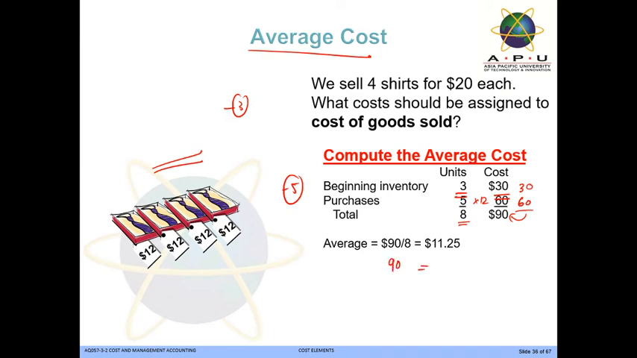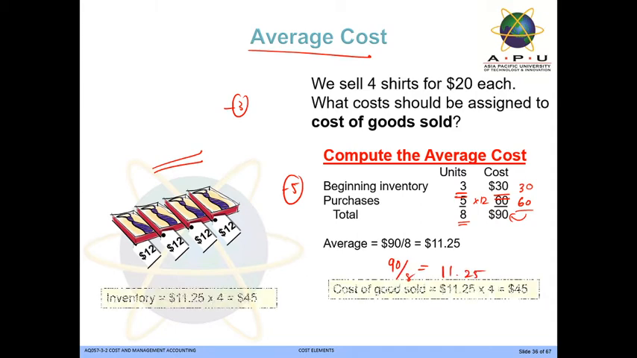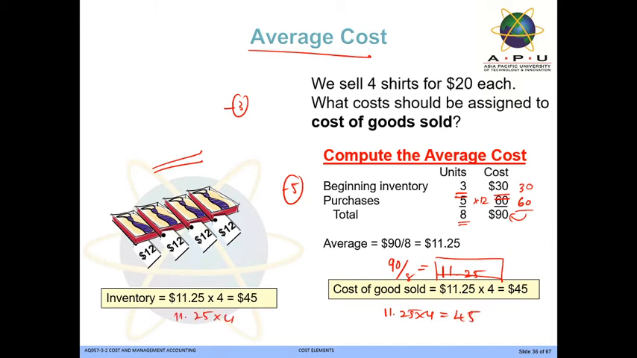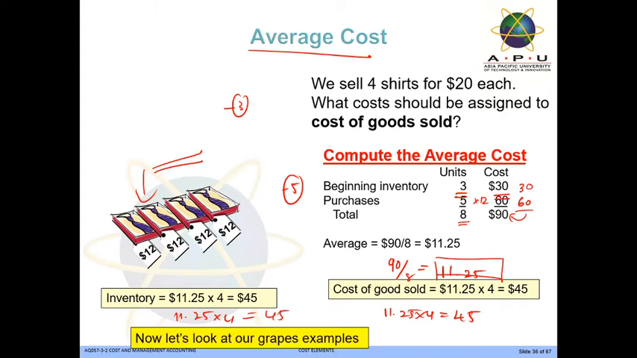So total divided by units is 11.25. Our cost of goods sold is based on this average cost: 11.25 times 4, because we only have 4 remaining, then we get 45. So hopefully you can understand.